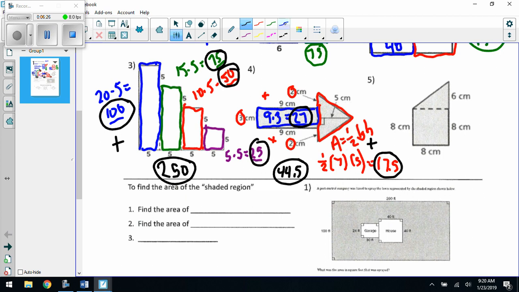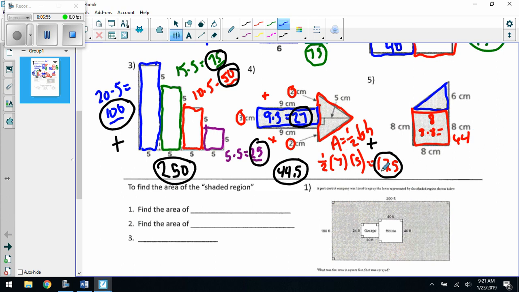Number 5, same thing. First step, cut them into 2 shapes. I see a triangle up top, and actually this is a square. I know it's a square because if this is 8 and this is 8, then this is also 8, which helps me solve my triangle in a second. I'm going to do the square first just because I think it's easiest. Length times width would be 8 times 8, which gives us 64.